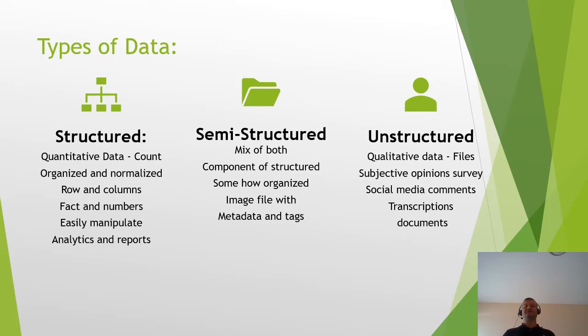We have structured, semi-structured, and unstructured. Structured data is quantitative, where you can count number of products, total sales per quarter, and the data itself is organized and normalized, where you can join multiple tables by primary and foreign keys, and you will have rows and columns, fact and numbers. You can easily join and generate report or do your analysis.